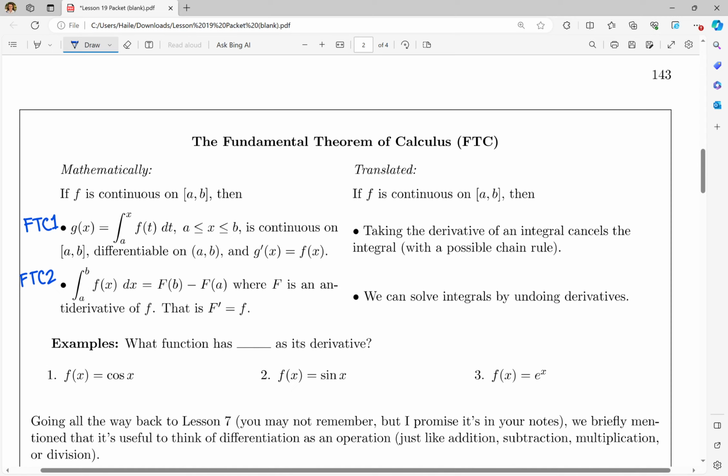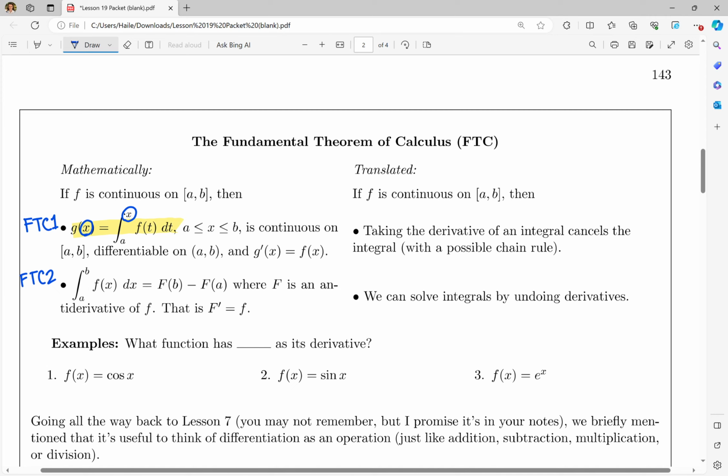Okay, so if we have a continuous function on the interval a to b, then if we define a function, so we're going to break down what this is right here. This is a function, g of x, and it's defined in terms of an integral, okay? And the variable that we plug in is one of the integral bounds, if you notice. So x is in one of the integral bounds. We say that g is actually continuous. So we're saying the area under the curve is continuous. It's differentiable on the open interval, and if we take the derivative, we just get the function inside of the integral back.